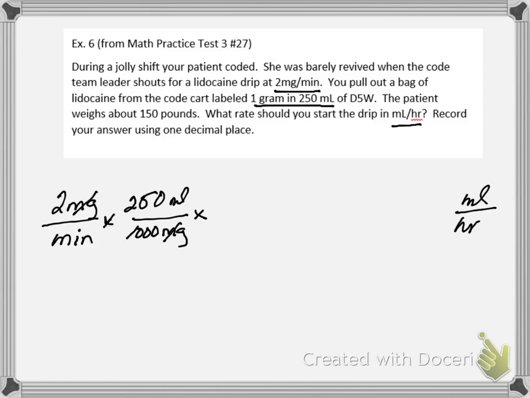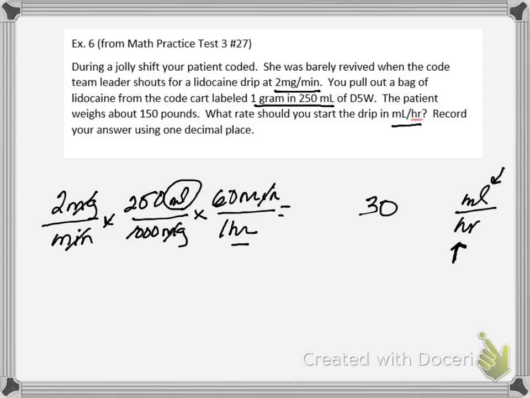So all I need to do to get to the milliliters per hour is do my time conversion. And now my minutes cross out, and I'm left with mLs on the top, which is what I needed, and hour on the bottom, which is what I needed. So now when I do the math, I come up with 30. This says to use 1 decimal place, but I didn't have any decimal places, so I'm still going to go with what I calculated, and that is 30, and that's all I record in the box on the test.